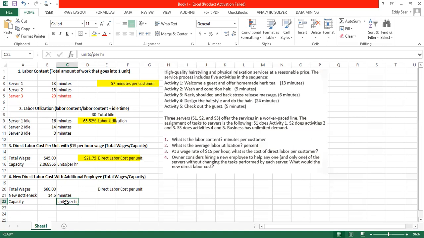Now with the new bottleneck, we have a new capacity. We do the same thing as last time, 60 minutes in an hour divided by 14.5 minutes, which is the new bottleneck. Now instead of getting a little bit over 2 units per hour, we're getting a little bit more than 4 units per hour, which is double what it was before. So the direct labor cost per unit is your total wages divided by the capacity, $14.50 per unit. By adding a resource, we did about $7 better.